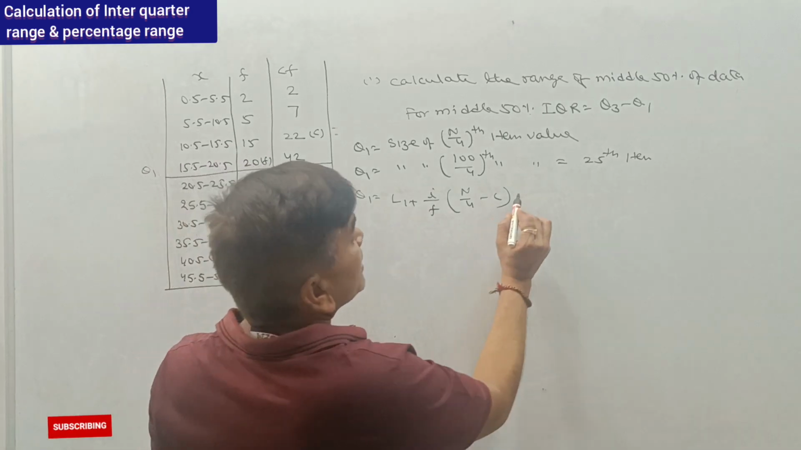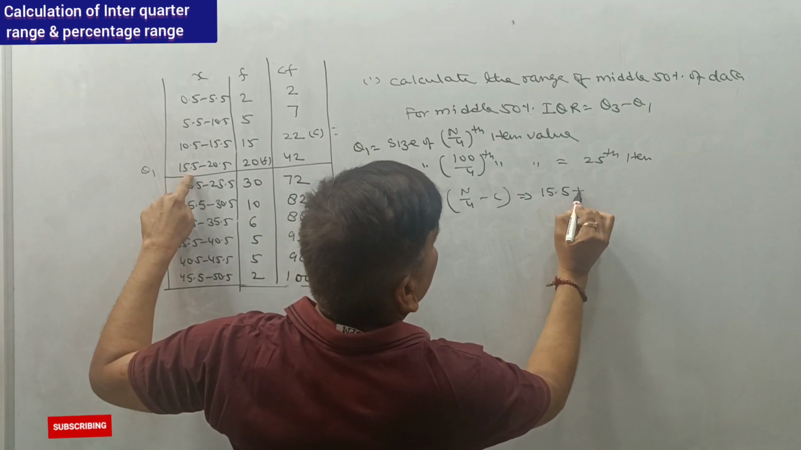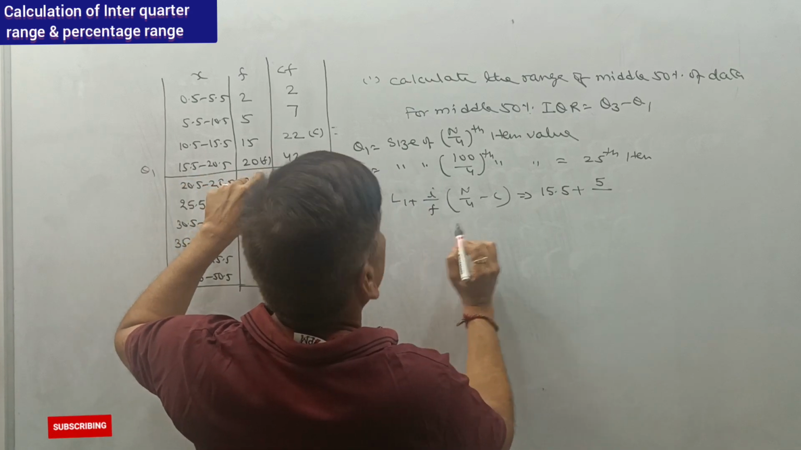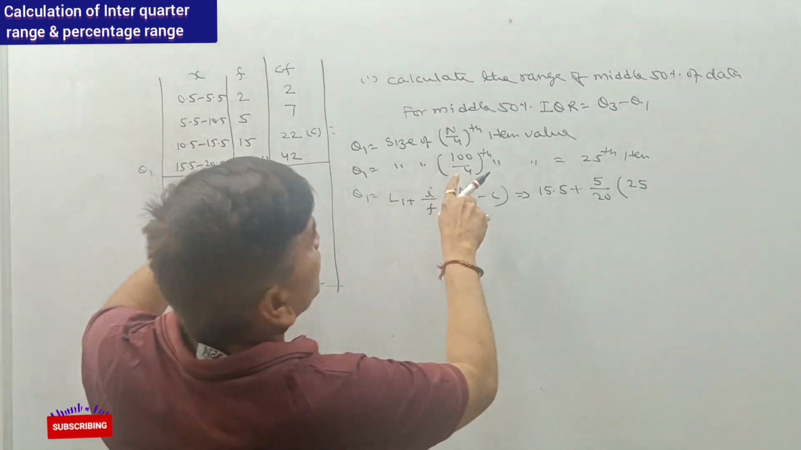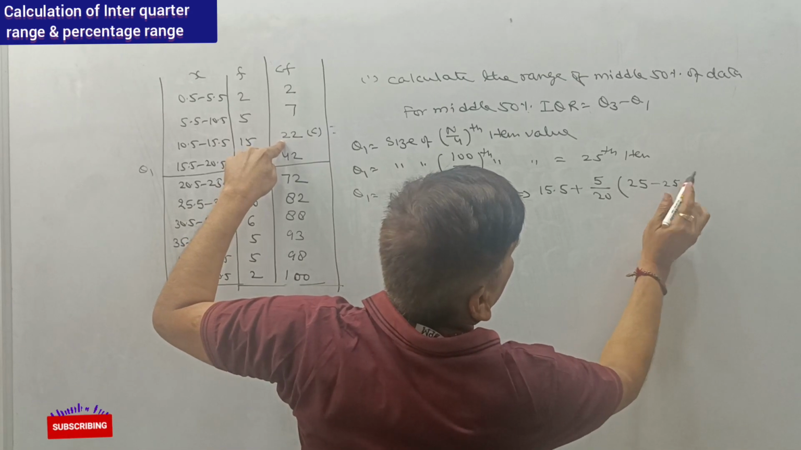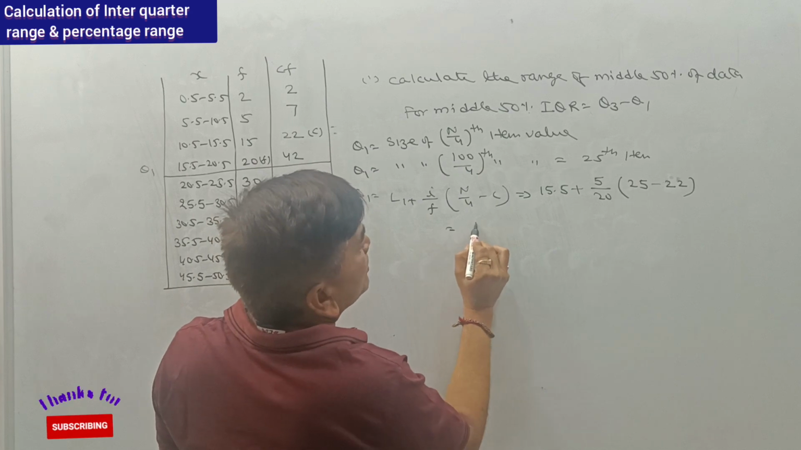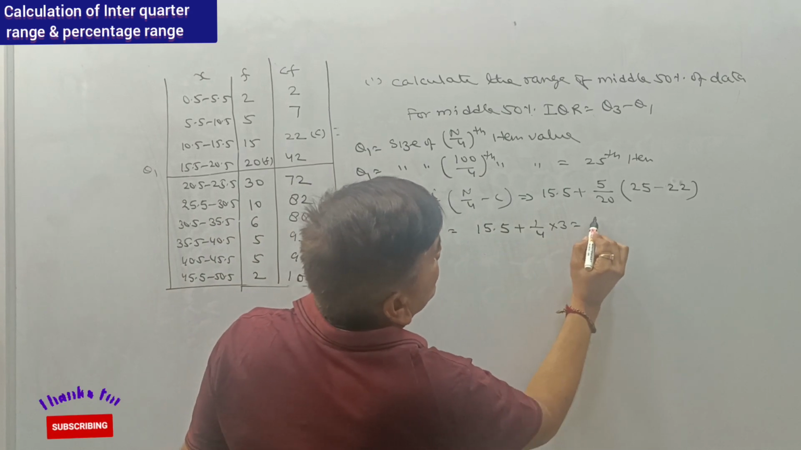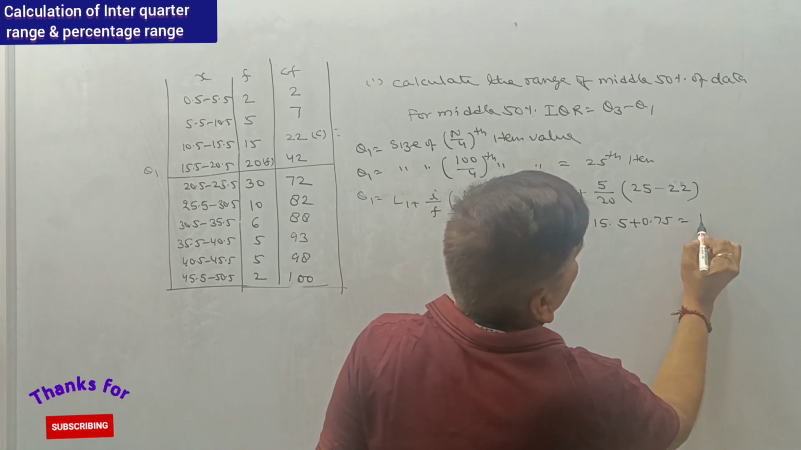So here L1, the lower limit, is equal to 15.5, plus the class interval width, which is 5. The frequency is 20. N by 4 is equal to 25, and the pre-cumulative frequency is 22, so 25 minus 22. So that is 15.5 plus 1 by 4 multiplied by 3. So 15.5 plus 0.75, that is 16.25.